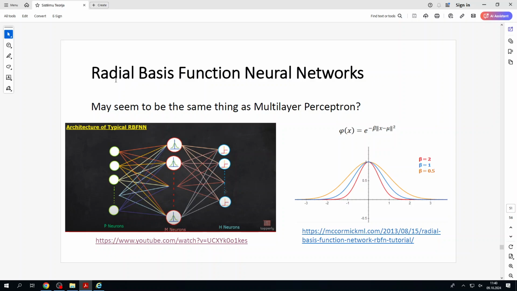Now, this is a radial basis function neural network, which has a slightly different approach of calculating these activation functions, but otherwise it is similar to regular neural networks, except that there are different types of neurons. Here you can see some M neurons, H neurons, but if you are interested, you can follow this link or watch this short video to get more information.